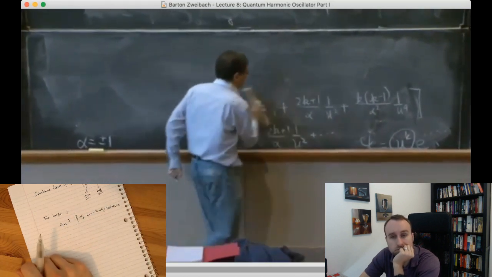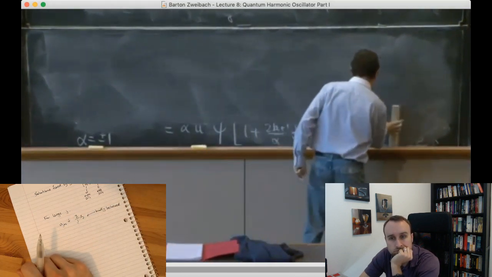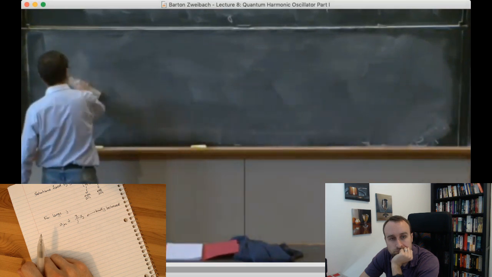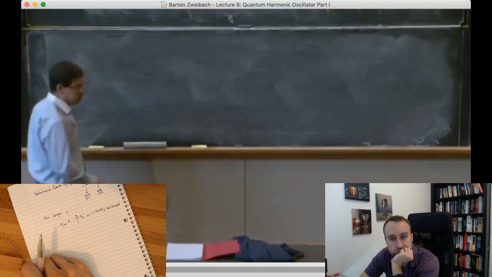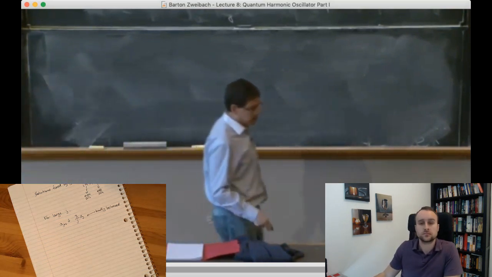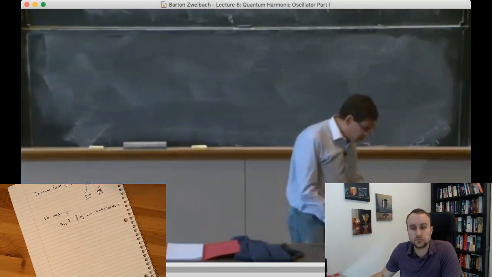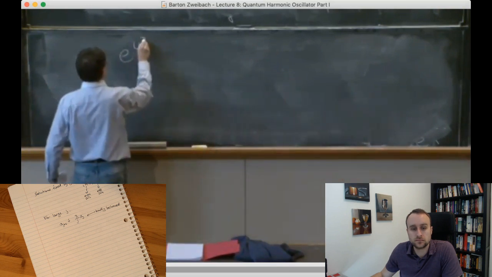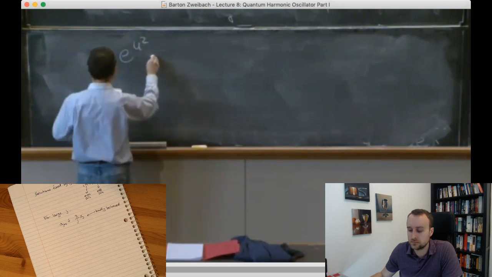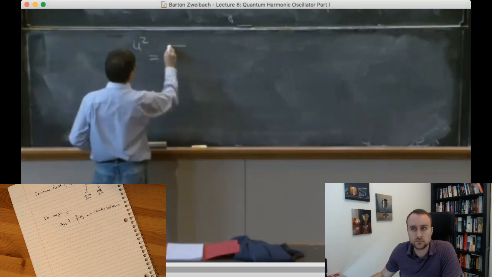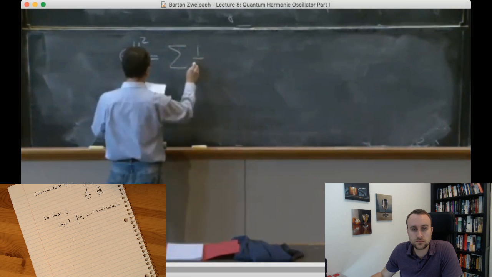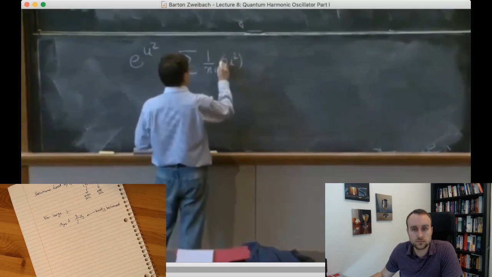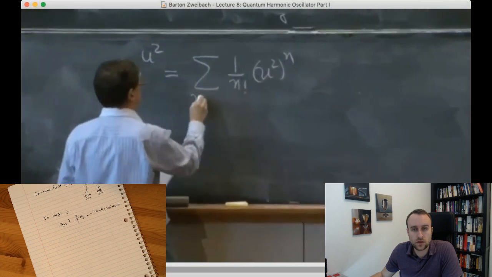How do we see that? Well, you could do it in different ways, depending whether you want to derive that this is a bad behavior or guess it. I'm going to guess something. So I'm going to look at how e to the u squared behaves as a power series. Well, as a power series, the exponential is the sum of 1 over n factorial times u squared to the n, n equals 0.